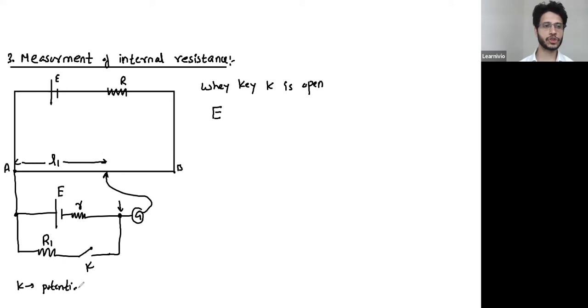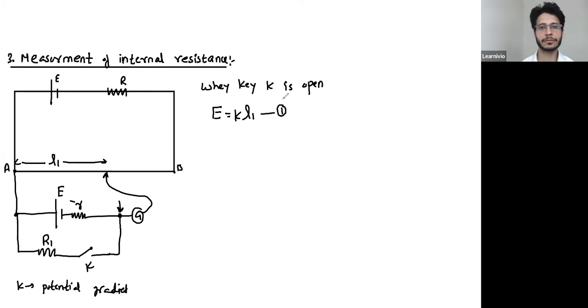If the key is open, then the potential difference across the terminals of the cell is equal to EMF. It should be K L1, right? If you have a balancing length and you want to measure EMF, then this is always K times the balancing length L1. This is equation number one. Clear, everyone?